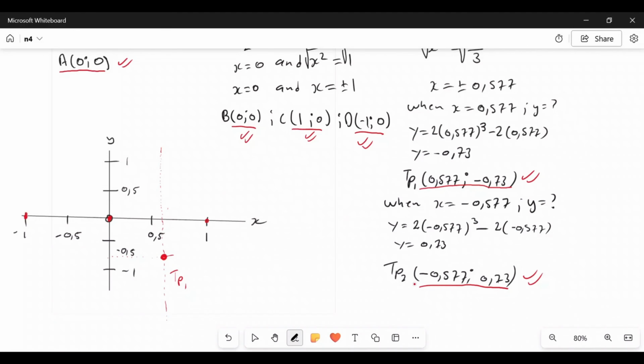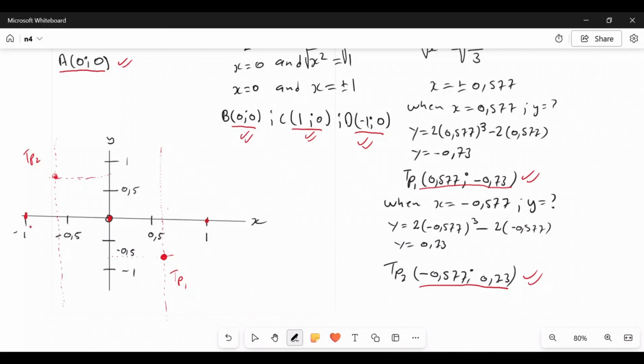When x is negative 0,57, y is going to be positive 0,7. Negative 0,5 is somewhere here. Let me just do the line here, and then we draw a line and extend it downwards like that. There we go. Now we need to find positive 0,73, which is in the middle between 0,5 and 1. So we can draw a line here again, going this way. Take a ruler, guys. When this line meets, you draw the dot there. That's where they intersect. So we can call this one TP2.